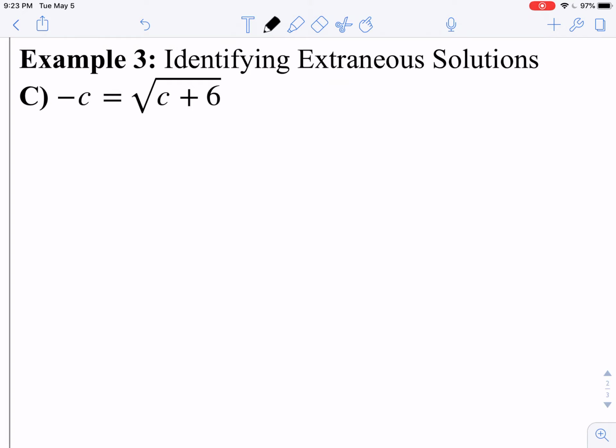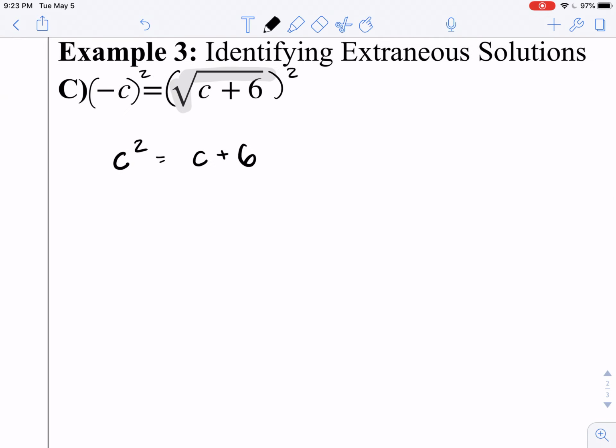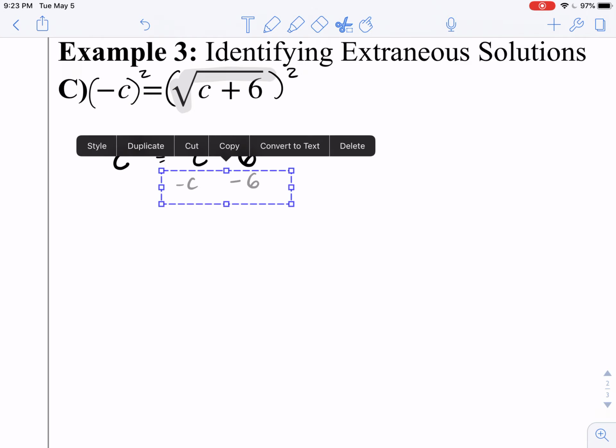So let's start here. Negative c equals the square root of c plus 6. Now I notice right away we've got this square root, so to undo that square root, we'll square both sides. Cool, that's gone on the right side, leaving us with just c plus 6. And then negative c times negative c is c squared. Awesome. Now, how are we going to solve this? Well, get stoked. So exciting. We're going to subtract c and subtract 6 from both sides.